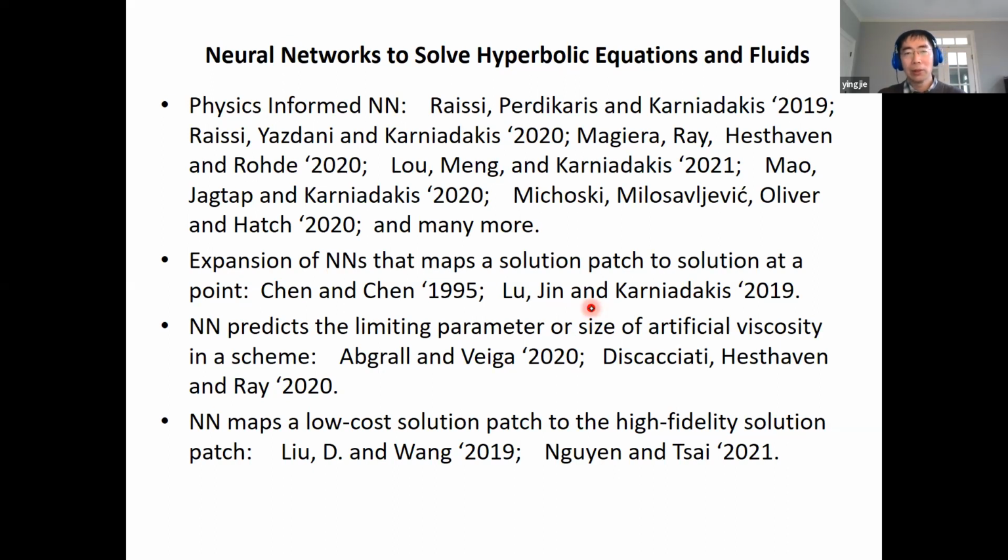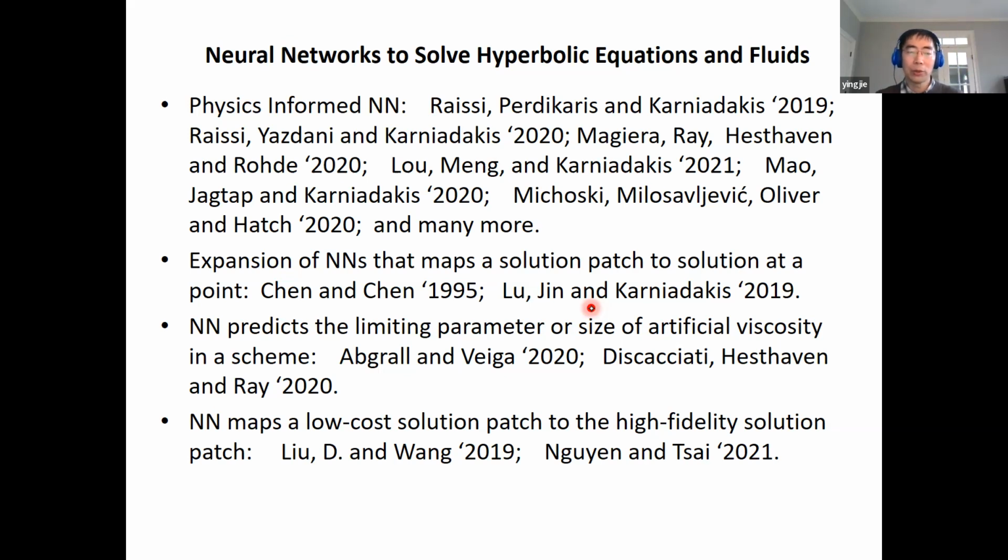And this is a very, very convenient method. You don't have to be very detailed in the coding. You can essentially do a grid-free method, incorporating various physical properties into the neural network framework. The other approaches, for example, use an expansion of neural networks to map from, let's say, a solution patch to the solution at a future location. And this can be used to predict very complicated nonlinear functions.